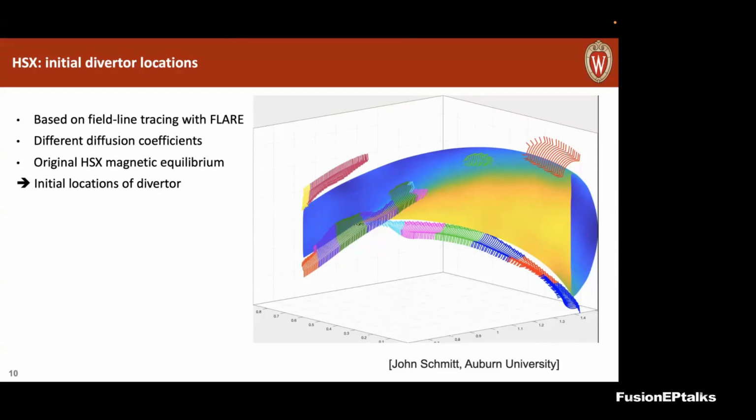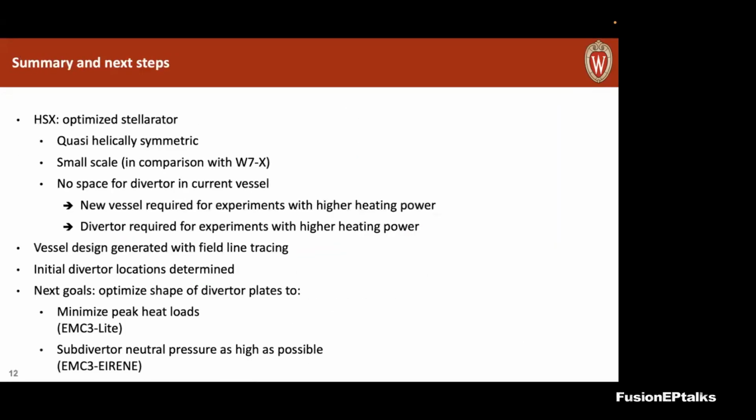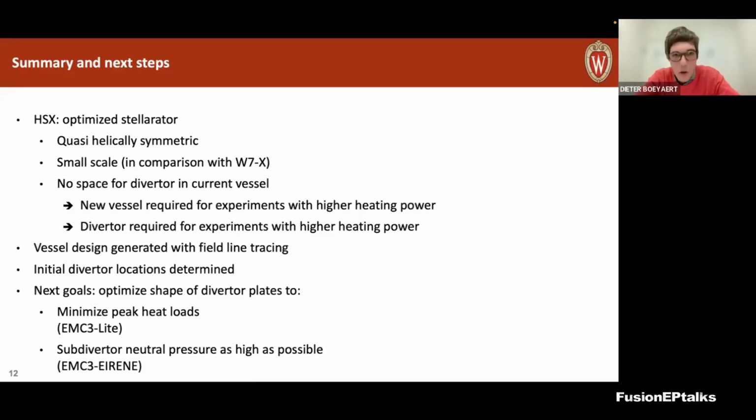Regarding your design cycle, on the last slide, you're planning to, because you're an expert in it, use EMC3-EIRENE or EMC3-Lite for the peak heat loads, and then EIRENE for the neutral pressures. What do you expect for the design cycle? How long do you think you'll need? Because I guess you now have from John this geometry where in theory you can put targets. What do you expect going from a model where you have a target in there to the result of sub-divertor neutral pressure?